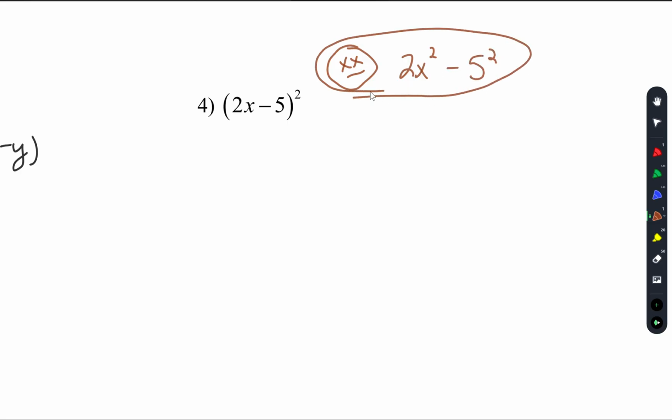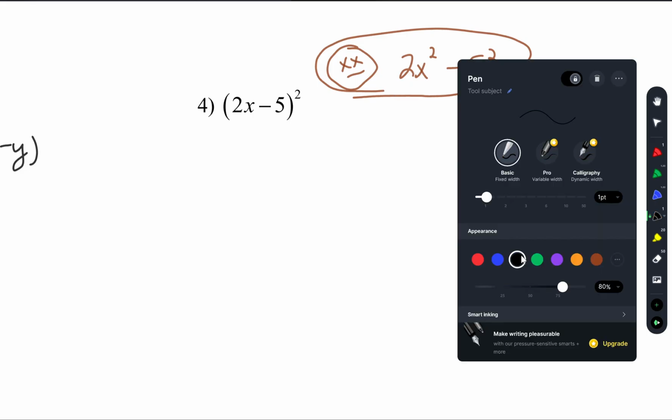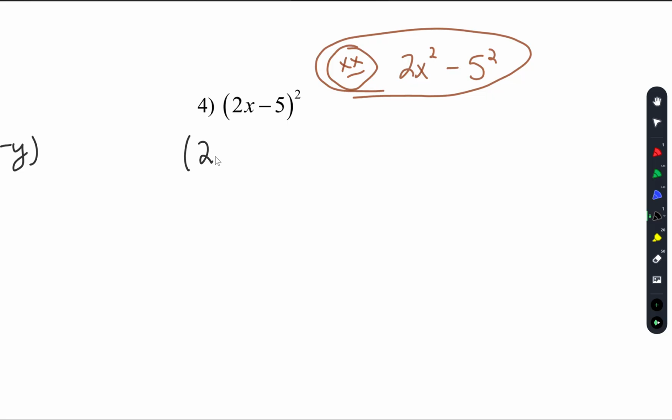This is death. That's what people do. They square each of them. That's super illegal. It's really, really bad. That's not how you do those. The way you do that is you have to write it like this: 2x minus 5. You have to distribute. Okay. So why don't you do that quick and make sure you get the right answer as you go.